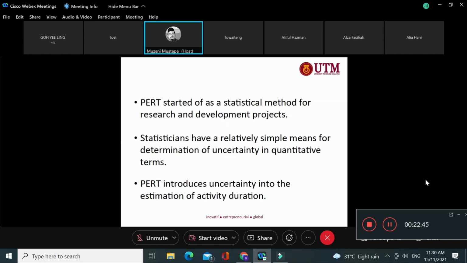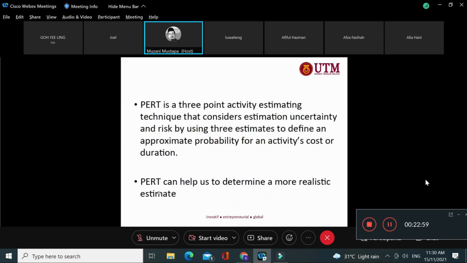Okay, so statisticians in PERT came up with a simple determination for uncertainty in quantitative terms. So how did they come up with this particular solution? You can see from here, PERT uses a 3-point activity estimate. What is that 3 point? It means 3 points of time, or 3 time estimates.